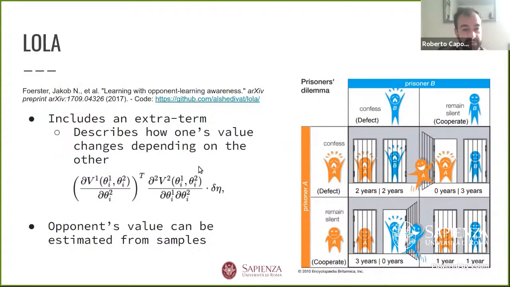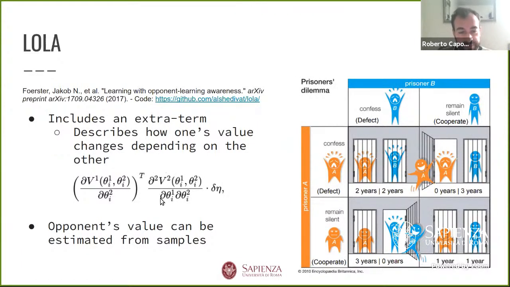So the idea of LOLA is that of including an extra term in the computation of the policy gradient that describes how the value of one agent changes depending on the other one. Specifically, it uses a second term that depends on the value function of the other agent, under the assumption that this value function is known. Of course, the other thing is this value function is not known. So what you can do is estimate that from samples.